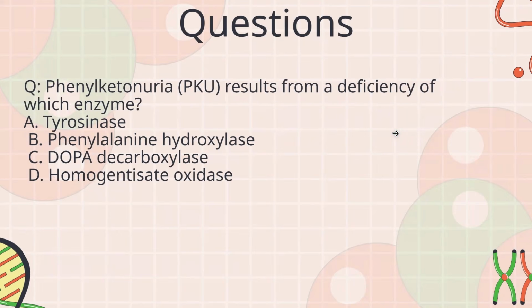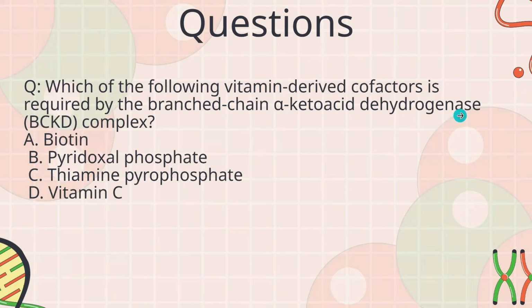PKU results from a deficiency in which enzyme? I mentioned this, and it's going to be talked about more later if you don't get it right. It's okay. B, phenylalanine hydroxylase. Easy. We also have other questions here.